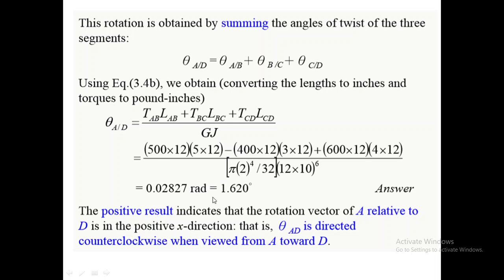Just simplify that, substitute the values, and you can calculate theta. We will get it in radians. If you multiply it by 180 by pi, we get it in degrees, because pi radians is equal to 180 degrees. So if you multiply by 180 by pi, you will get I think 1.62 degrees.